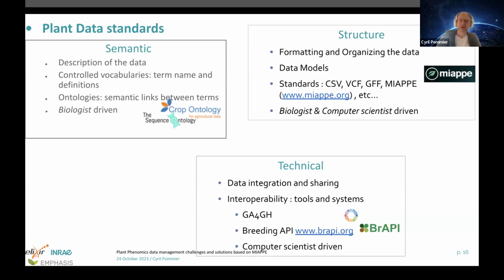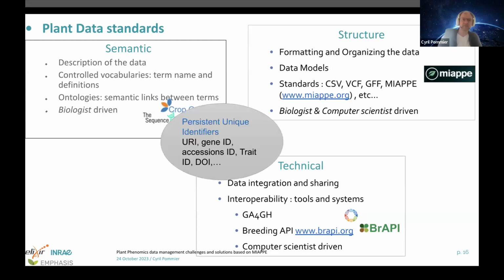Then you've got structure standards, which are about formatting and organizing the data, and about building data models. They can be very simple standards such as CSV or more elaborate, such as VCF, GFF, and MIAPPE. For them to be efficient, we need to have both biologists and computer scientists around the table. Finally, you've got technical data standards that provide data integration, sharing, and interoperability between tools and systems, such as GA4GH for genomic data and the BrAPI, the Breeding API, for plant breeding data. And this is mostly computer-scientist driven.